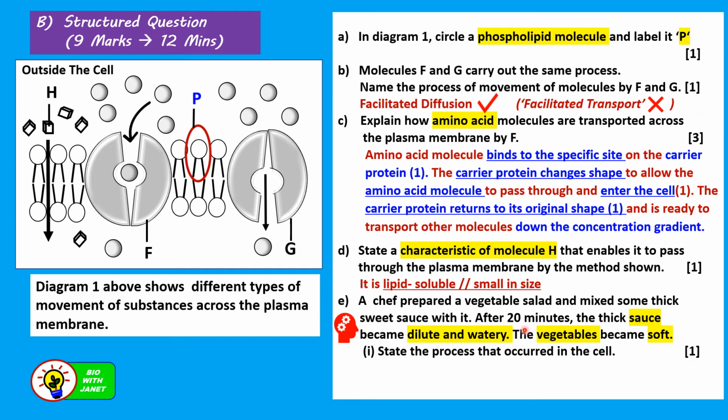Okay, so read the question a few times and try to find out what actually happened to the vegetables. The vegetables became soft. So there is something that tells you that osmosis has occurred, and when it becomes soft, it means that it's probably lost water, right? So water is diffused out of the cells into the thick sauce. That's why by osmosis, water is diffused out of the cells of the vegetables, and it made the sauce watery. Okay, think of rojak, our local fruit and vegetable salad.